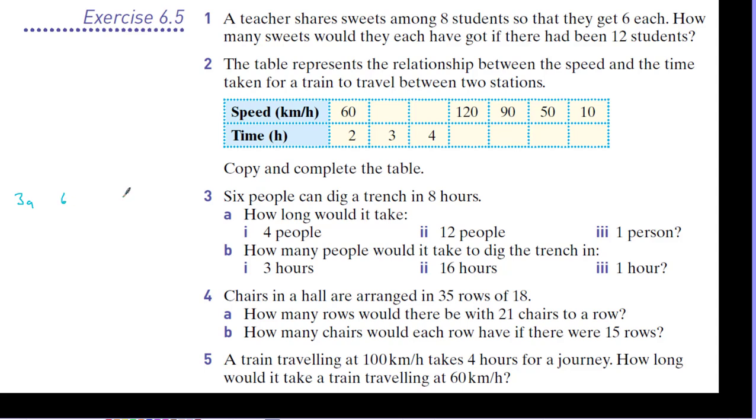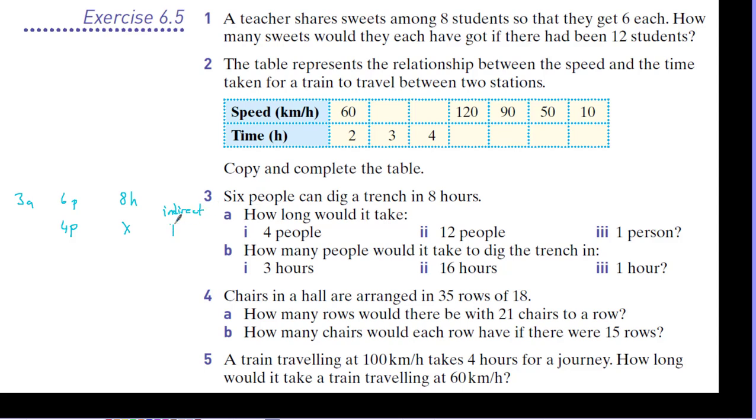can dig a trench, 6 people in 8 hours, 4 people should have more than 8. So when you are decreasing the number of people, you have to increase the hours, which means that the hour is increasing, logically it has to increase. So that's why this becomes indirect proportion.